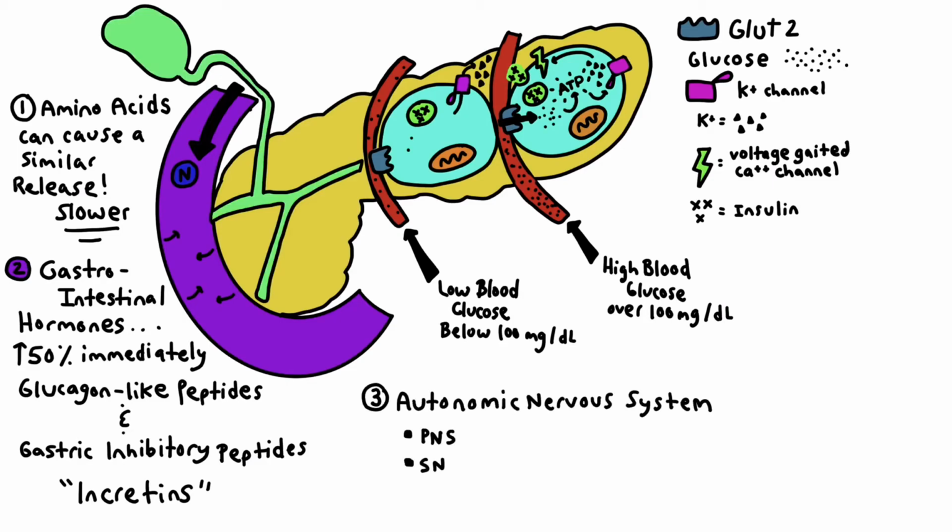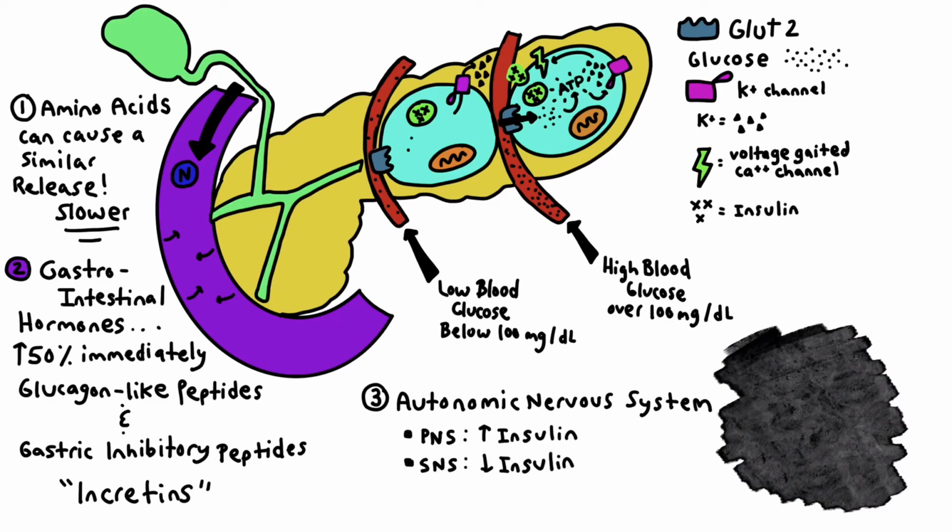Then the autonomic nervous system, through either the parasympathetic or sympathetic nervous systems: parasympathetic will increase insulin and the sympathetic will decrease insulin. And that's your insulin regulation of release.